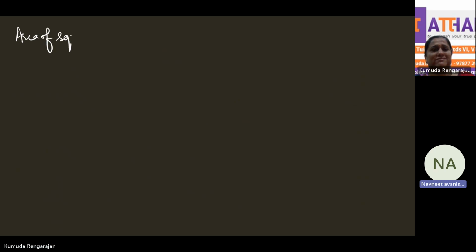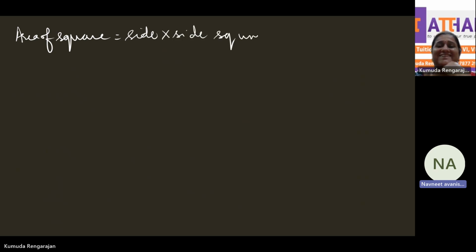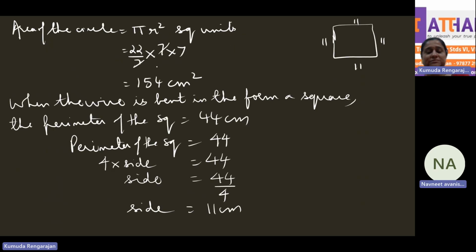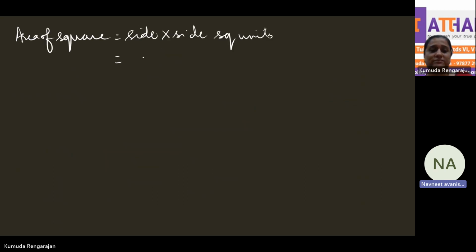Okay, now what's the formula to find the area of a square? Not pi r square. L into B is for rectangle. For square, it is side into side, square units. Correct. So what is the side of the square? 11. 11 into 11 is 121.